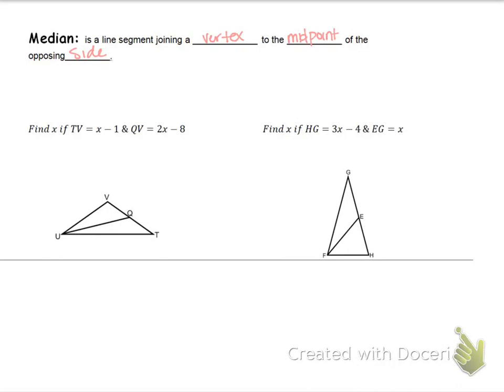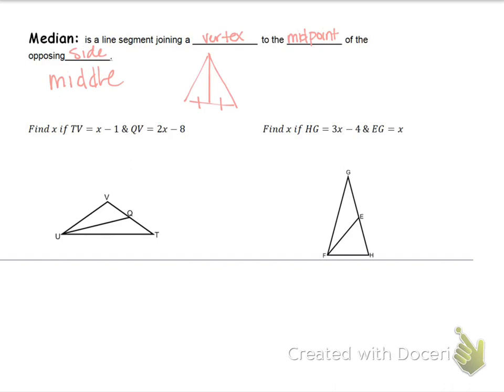Okay, so we're going to learn some more definitions with triangles. A median is a line segment joining a vertex to the midpoint of the opposing side. Remember, a vertex is a corner, so on a triangle it's going to be that triangle's corner. Midpoint means the middle point, so median basically means middle. It goes from a corner to the middle of the opposite side, which means the sides left and right of it would be congruent because it sits in the middle.